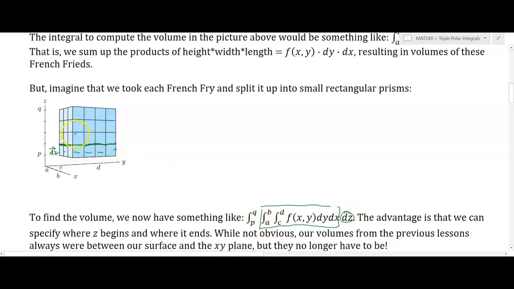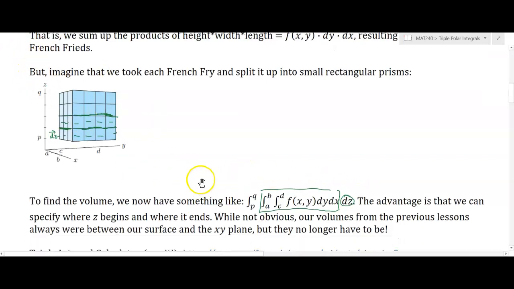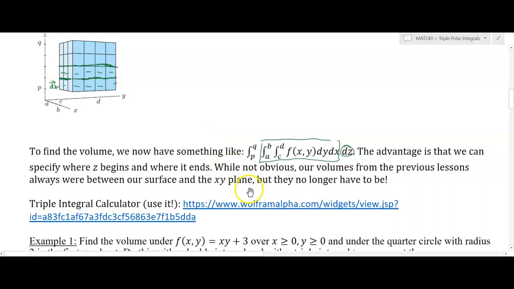And only then will we iterate to the next dz, and we'll focus just on that elevation, and now we'll sum all these 1, 2, 3, 4, and then the ones in the middle row and the ones in the back row. The advantage is that we can specify where z begins and where it ends. While not obvious, our volumes from the previous lessons always were between our surface and the xy plane, but they no longer have to be.